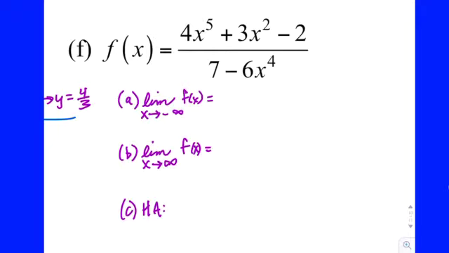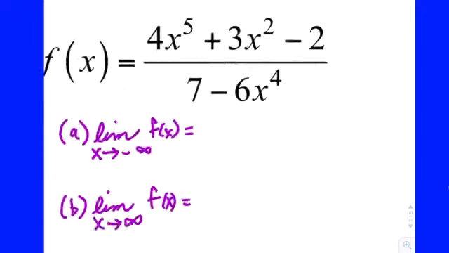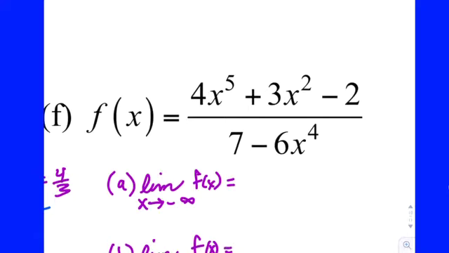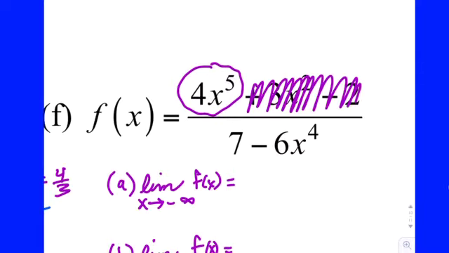A lot of y'all are getting the right idea. All right, if you're stuck, let me help you. In the top, the leading term is 4x to the 5th, because 5 is the largest exponent. So because it's end behavior, you can forget about all that. Here's where you want to be careful. In the bottom, the leading term is not 7. It's negative 6x to the 4th.